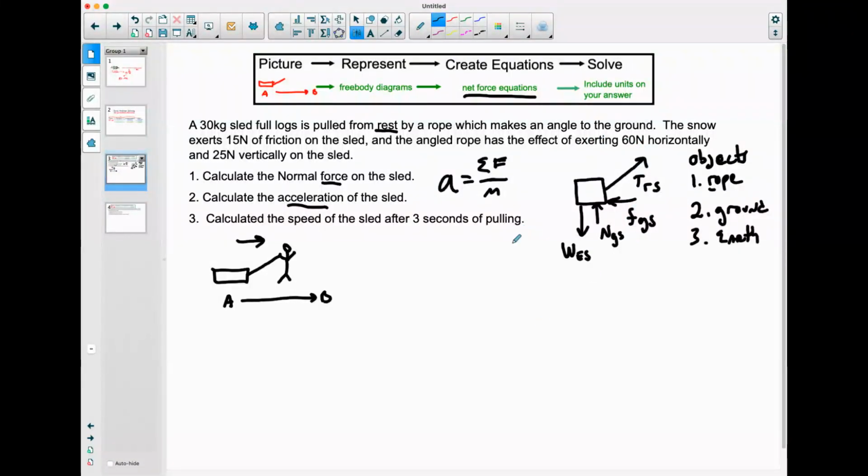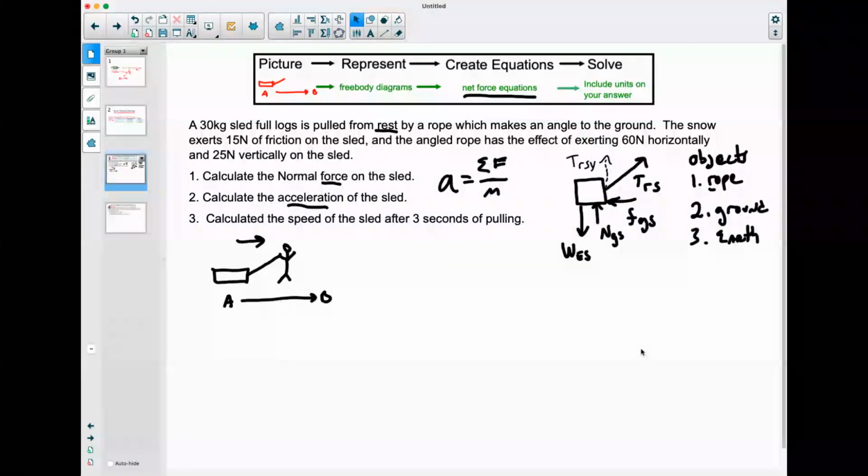So I'm going to look first at all of the vertical forces acting on the sled. I think maybe I'm going to put in the vertical force, tension from the rope on the sled in the y direction, or the vertical direction. I think I'll put that in there. And make my lines a little thinner so that it's easier to read.